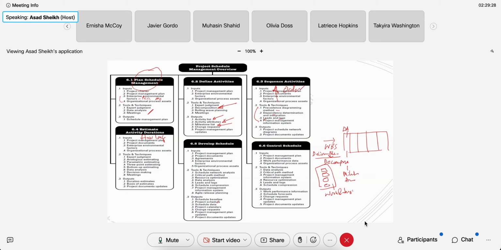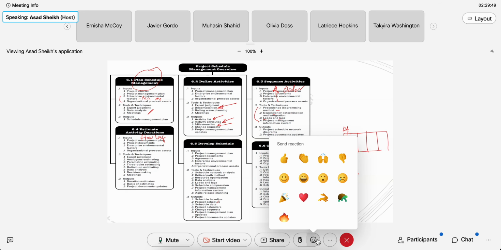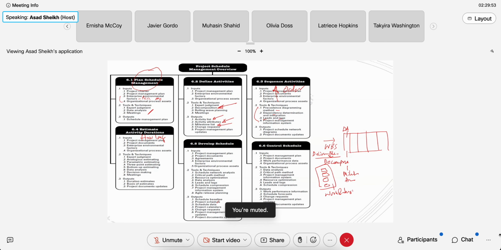Now, in order to get your activity list, this is all happening in the planning phase. Now that you need your activity list, you got to decompose. You got to decompose these deliverables. Decompose electrical block, decompose plumbing block, decompose other blocks that you have in your WBS into smaller activities, and then you sequence them. And after sequencing, you estimate duration.